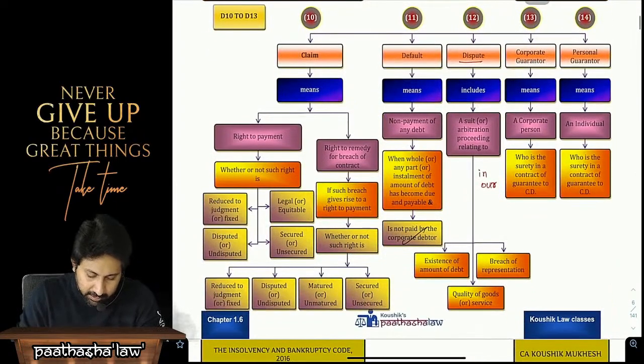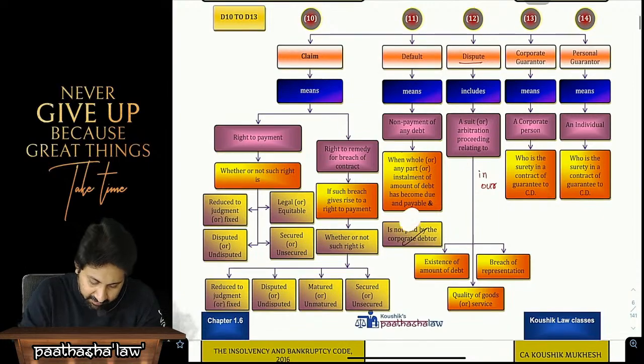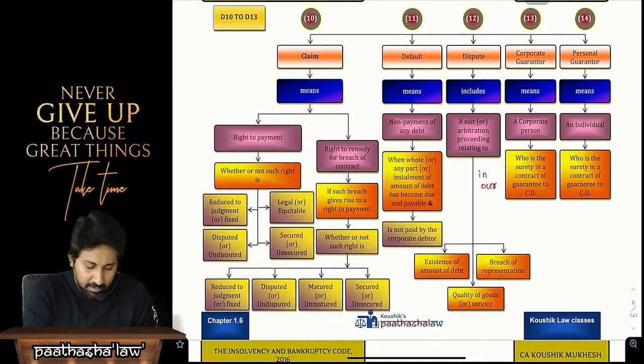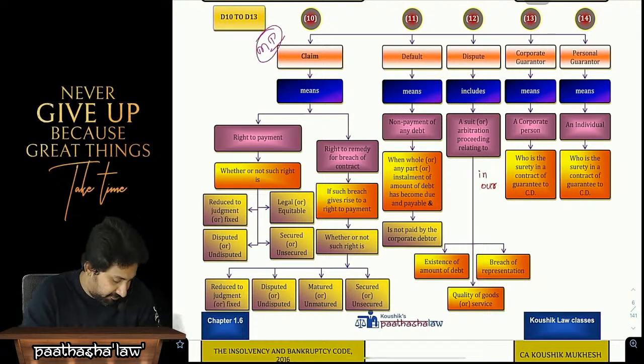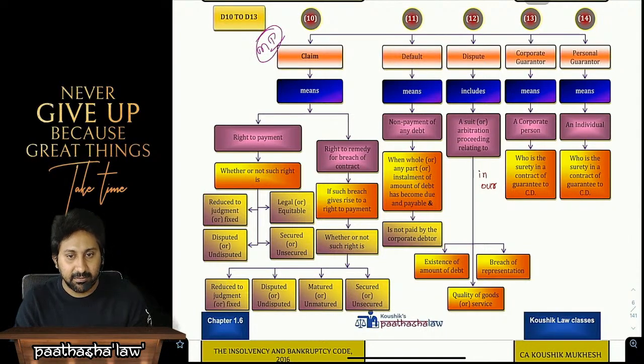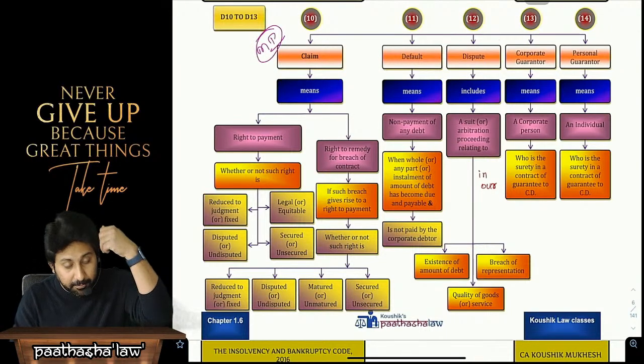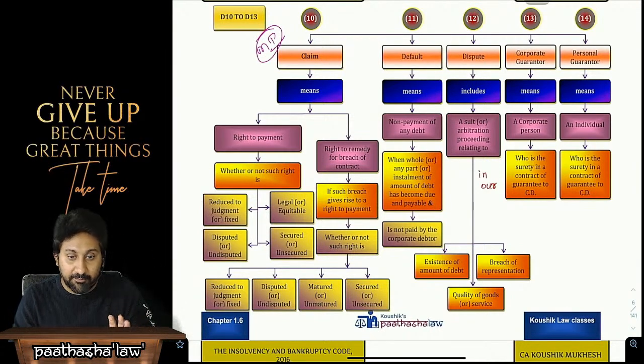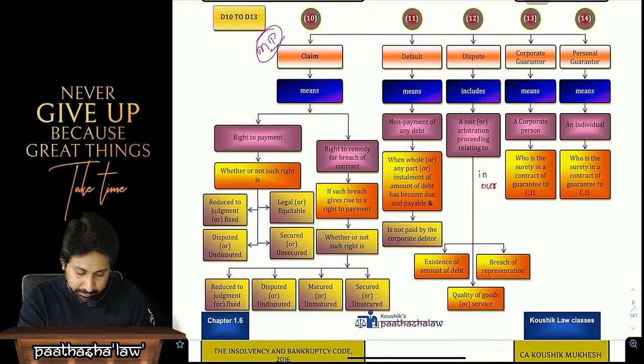Definitions number 10, 11, 12, 13, 14. Let's try to understand. Listen carefully. Claim. The first definition is claim. It is the most important definition for the entire chapter, if there is anything. Not from the exam's point of view, but from the point of view of understanding the Insolvency Code. If we don't know the definition of a claim, understanding the remaining chapter becomes nonsense. Take it for granted. Okay?